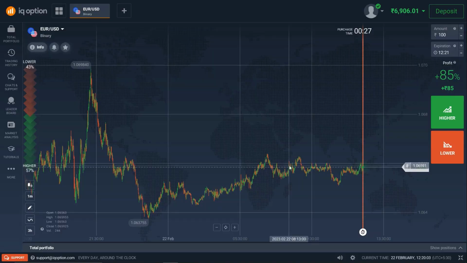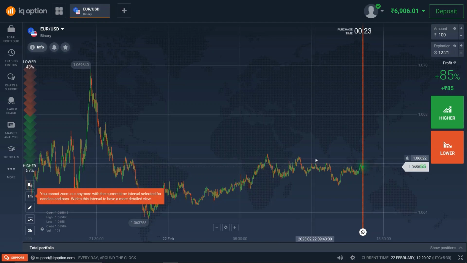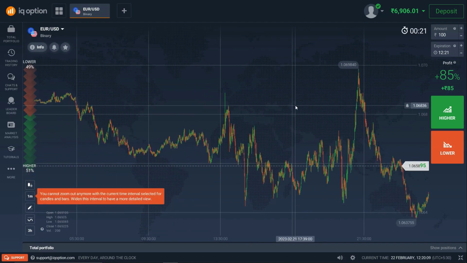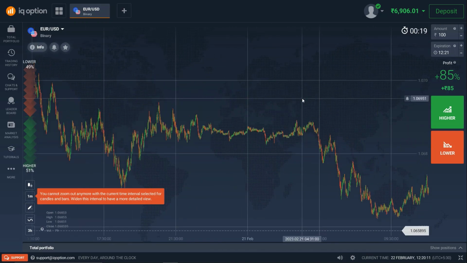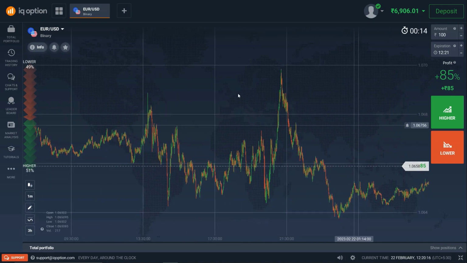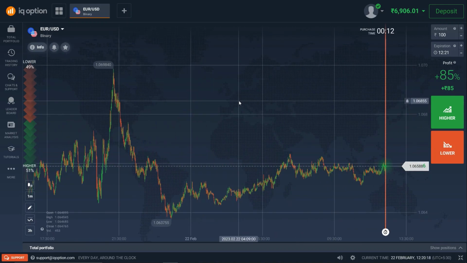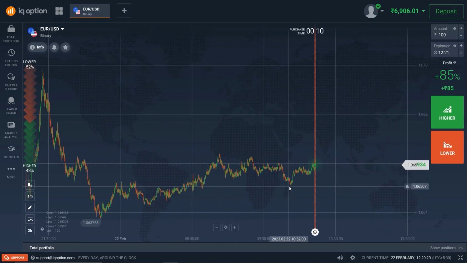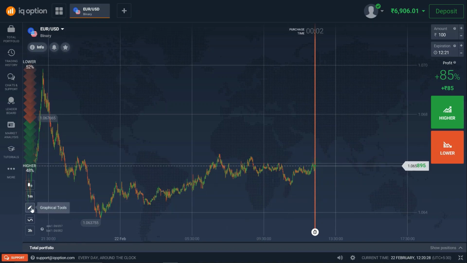Hi guys, we are now live on EUR/USD. So let's just analyze the market quickly. Since yesterday the market was moving down, and as of now, if you can see, the market is ranging between these two zones. So let me just draw some support and resistance levels.